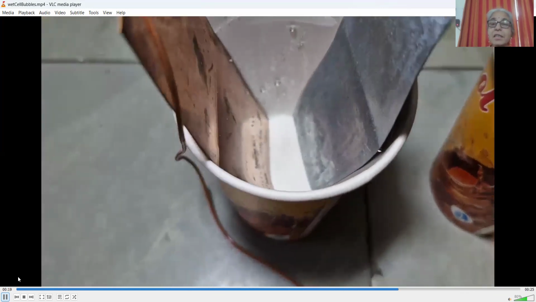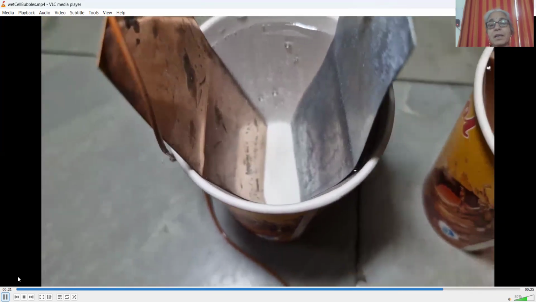When we look inside the wet cell, we can see some bubbles forming on the copper. When you shake the copper plate, the bubbles escape. So there is some gas forming there. So there is a chemical reaction going on. And the zinc plate has become dull and the copper plate has become shiny.